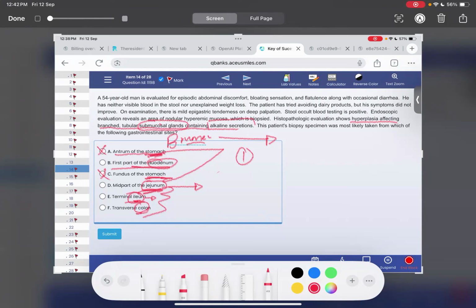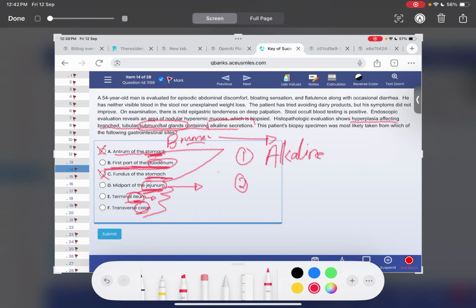Bicarbonate. Perfect. It neutralizes the acidic environment of the stomach, so it is an alkaline secretion. And second, there is the secretion that is high in the first part of the duodenum, and that is pancreatic secretion, through the ampulla of Vater. The pancreatic secretion contains bicarbonate to neutralize the secretion in the first part of the duodenum.